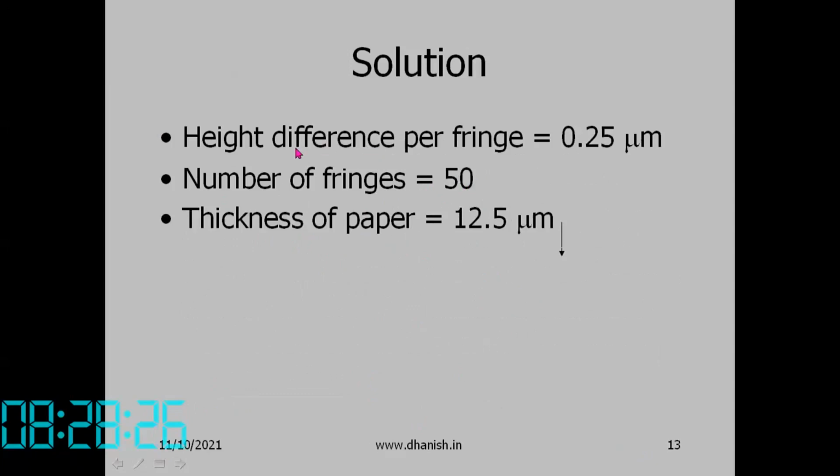Therefore, the height difference per fringe is lambda by 2, 0.5 by 2, 0.25 micron. So over 50 fringes, the height difference will be 12.5 microns. That is the thickness of the paper. This is the basic idea of our measurement of thickness of objects using interferometry. Okay, this is clear? Any question?